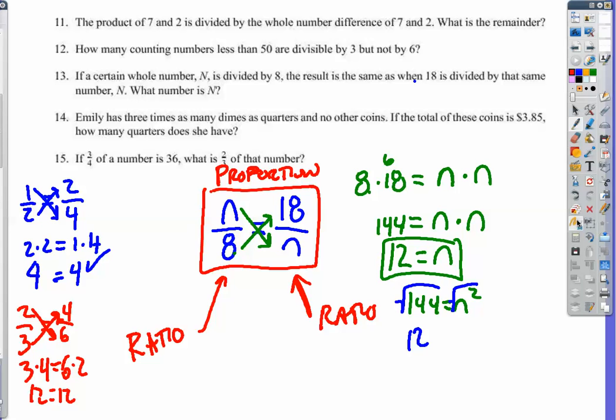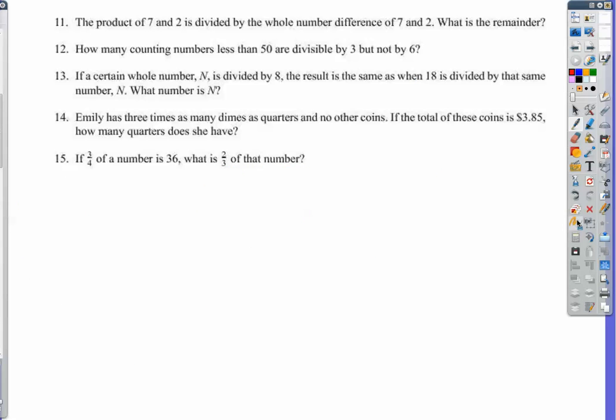All right, number 14. Emily has 3 times as many dimes as quarters and no other coins. If the total of these coins is $3.85, how many quarters does she have? I can think of 3 ways of doing this, and I will show you all 3 ways. I will start with the simplest way to understand, and then I will go to the most complicated way to understand.